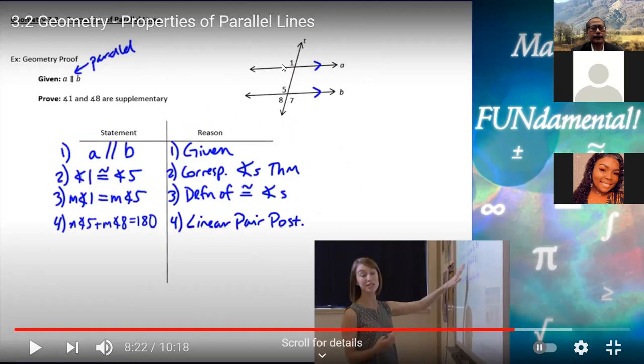So measure of angle 1 is the same as the measure of angle 5. I mean congruent. So that means the same measure, because it's congruent, so then it's the same. It's the definition of congruent angles. So now angle 5 plus angle 8 is 180 degrees, right? Okay. So we can use the linear pair postulate. Remember from the last chapter.